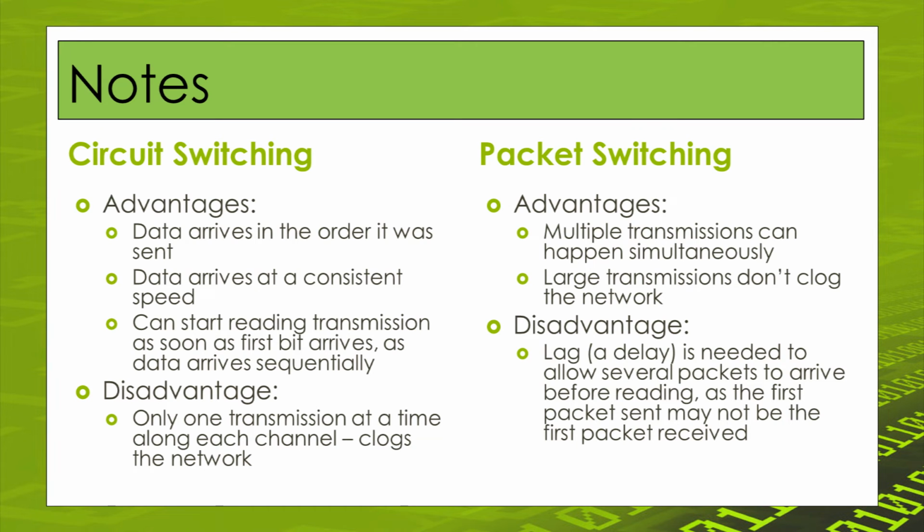So for the next set of notes, can you write down the advantages and disadvantages of circuit switching and packet switching? Circuit switching advantages are that data arrives in the order it was sent, it arrives at a consistent speed, and it can start being read as soon as the first bit arrives. The disadvantage is that only one transmission at a time along each channel is possible. The networks get clogged. The advantages of packet switching are that multiple transmissions can happen simultaneously, and large transmissions don't clog the network. The disadvantage is that lag needs to be introduced to allow several packets to arrive before reading, as the first packet sent may not be the first packet received.